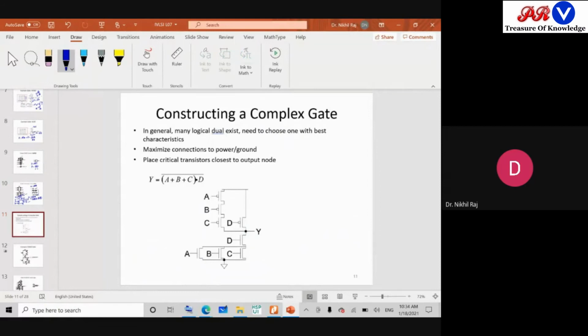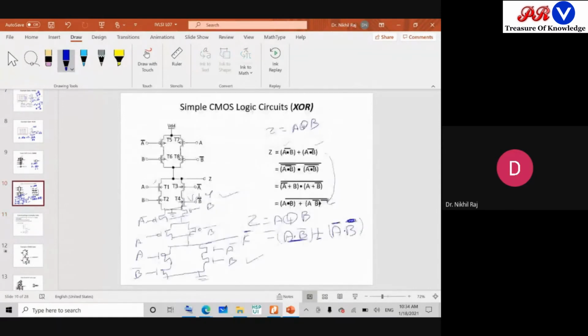So that was your standard gates realization. Now coming to the complex gate realization. Complex gate means it is not realizing any specific function, but some Boolean expression is there. So how to realize it? Many logic functions are not dual in nature. We have to choose the best characteristic. Now here best characteristic means whenever we arrange the number of transistors.